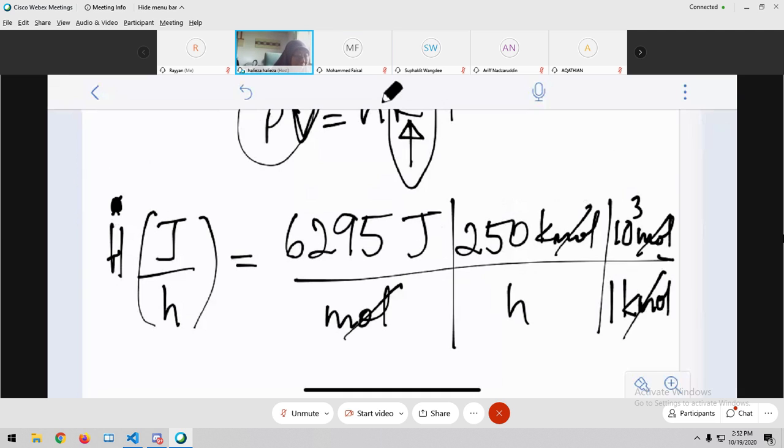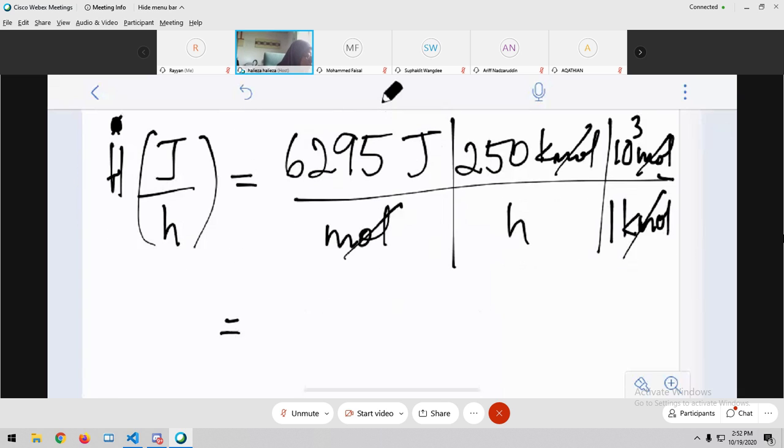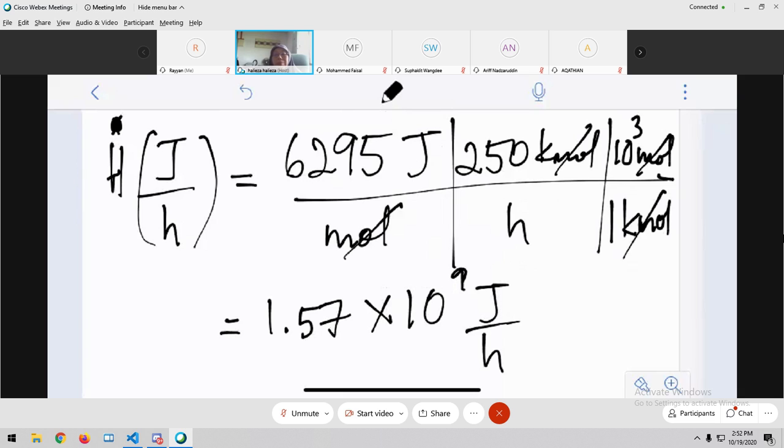Okay, now everything is there. Cancel it off. Now you managed to get joules per hour, and if we look at the textbook, the answer is 1.57 times 10 to the power of 9 joules per hour. So that's the enthalpy rate.